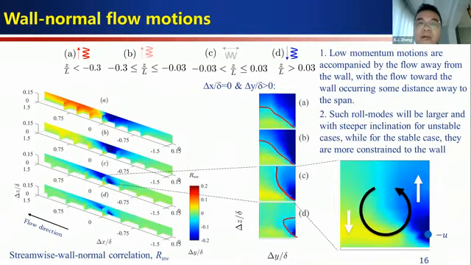Streamwise wall normal correlation RUW shows that low momentum motions are accompanied by the flow away from the wall, with the flow towards the wall occurring some distance away in the span. Such roll modes will be larger and with steeper inclination for unstable cases, while in the stable cases, they are more constrained to the wall.